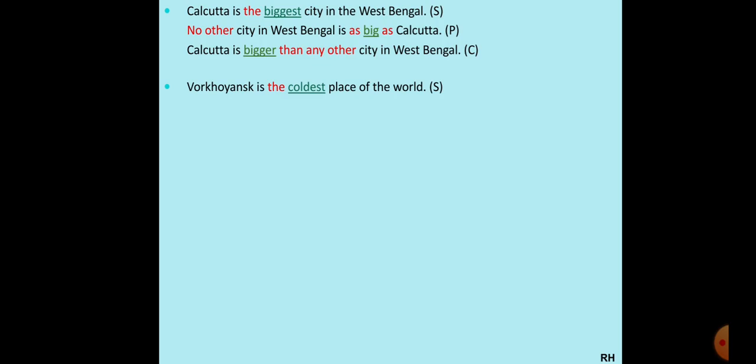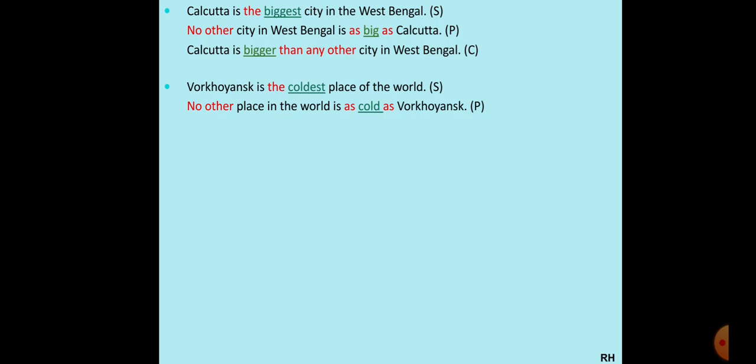Verkhoyansk is the coldest place of the world. Again, "the" is used. It's highlighted in red color and then only there's a dash. So we need to understand that it's a superlative degree sentence. So again, we will make it into positive and comparative. So no other place in the world is as dash as is required. Okay, no other and as dash as.